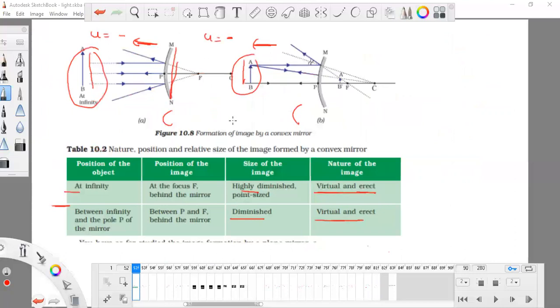The image is forming between p and f. For this case we will have to draw this. I will draw this in the next class.